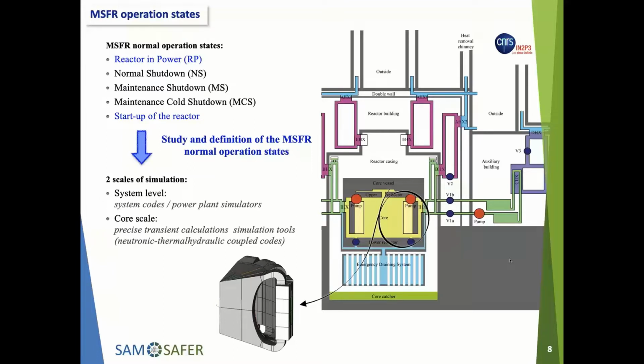And then we need also to know exactly what happened in the core, in the fuel circuit, by precise 3D transient calculation with simulation tool dedicated on coupling physics. For example, neutronics, thermohydraulics, coupling. And then you see that we have two levels required: system level, core scale, and we need two kinds of tools to simulate and to define the operation and the control of the reactor.